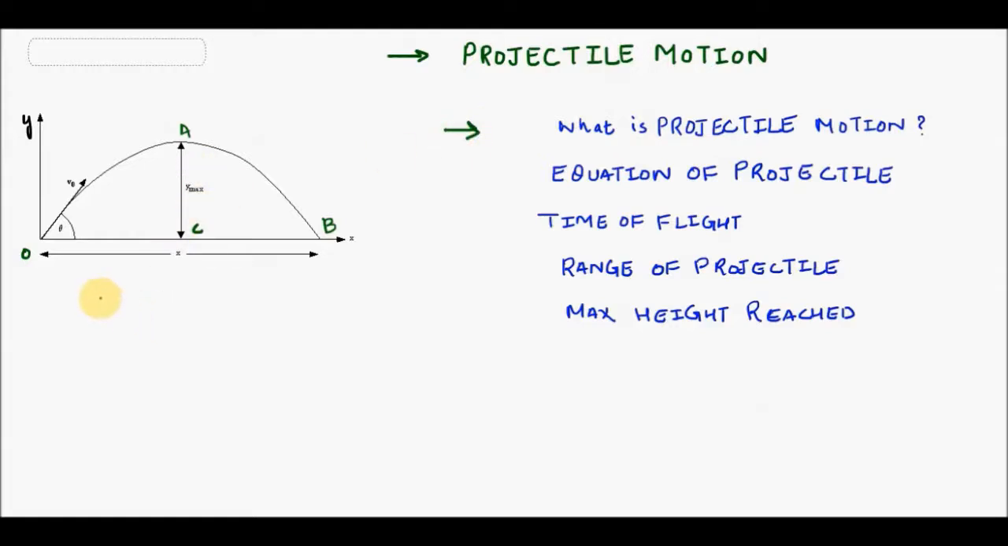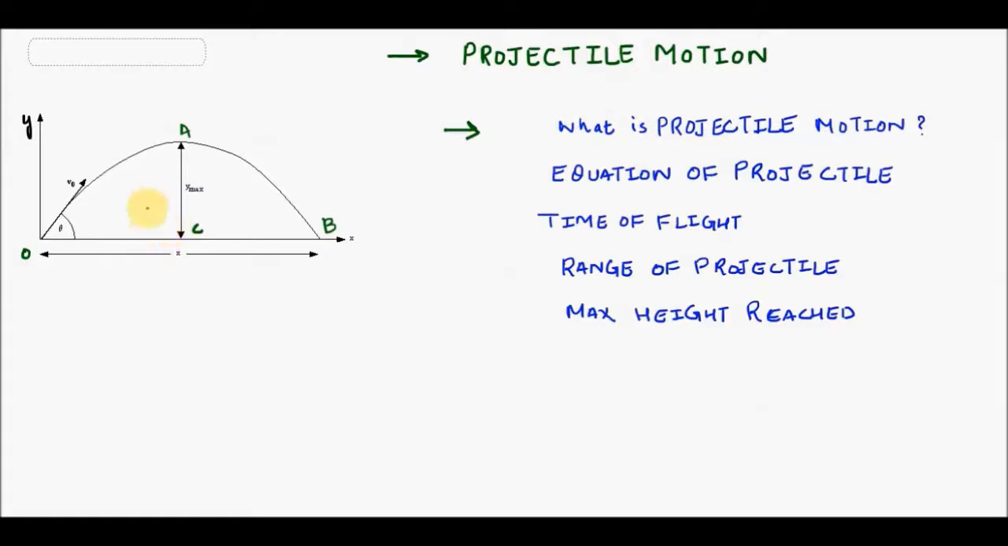Basically, projectile motion is an example of two-dimensional motion in which a particle is thrown at an angle theta with respect to the surface of the earth. The particle that is thrown travels a curved path until it finally touches the ground. The particle which travels this curved path is known as a projectile, and the motion it travels is known as projectile motion. I hope you have got it.